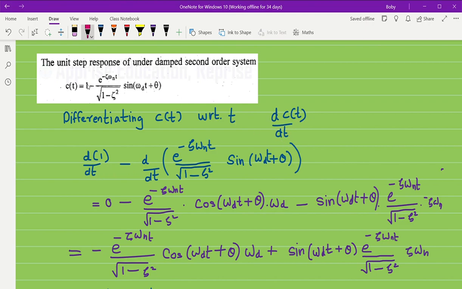So first of all, d by dt of 1, then minus d by dt of the next term. When we take d by dt of 1, that will be equal to 0. Then the next term is in fact a product term, an exponential term and a sine term. So let us use the product formula here.